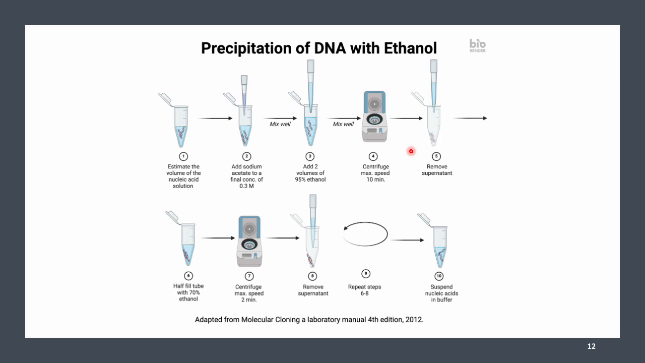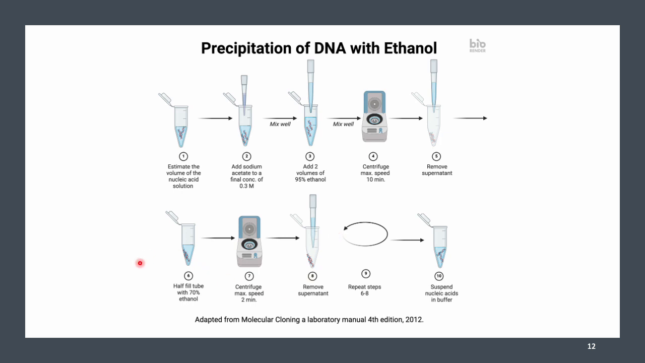Next, we remove the supernatant and discard it, and we are left with DNA on the side of our tube. We're going to half fill the tube with 70% ethanol. This is an ethanol wash step. The 70% ethanol will get rid of any residual salts that have been precipitated with the DNA. We're going to centrifuge that, and then we're going to remove the 70% ethanol. We're going to repeat this step once.